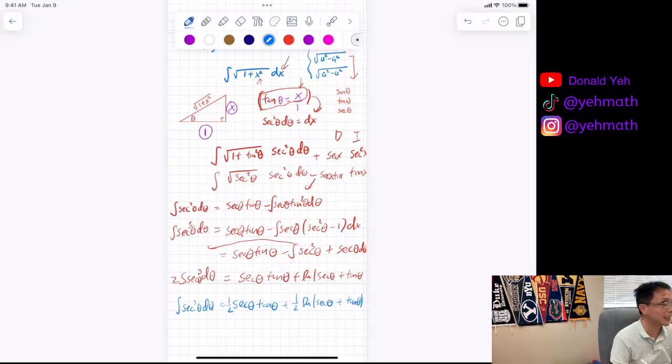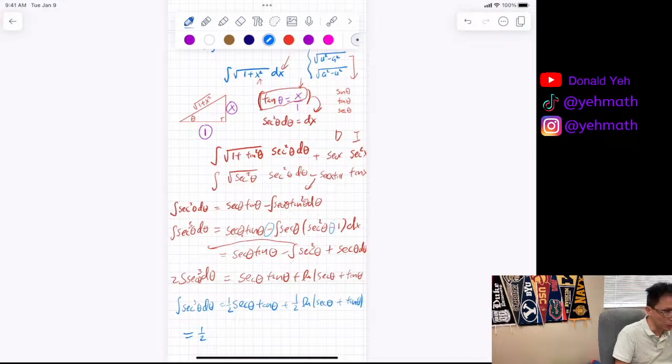Do you think this is done? Remember, we're integrating the square root of 1 plus x squared dx, so the answer should be in terms of x. Let's switch everything back. Go back to the original triangle. Negative times negative is positive. See, this is negative, this is negative, so it's positive.